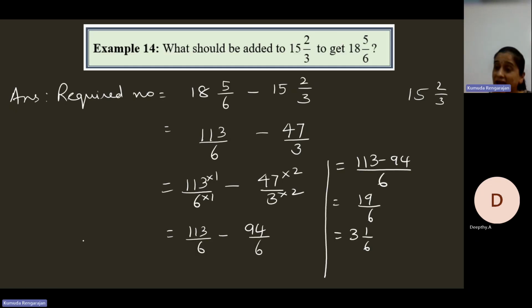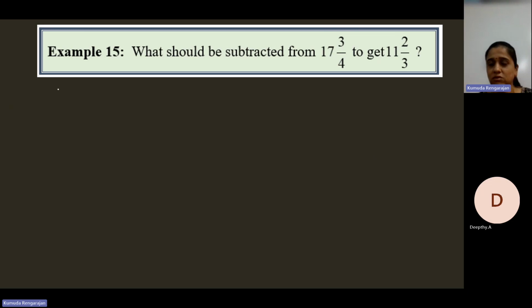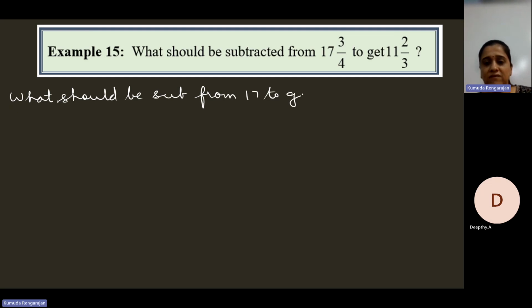See, here the question is what should be added? Here, what should be subtracted? We'll take a different question of the same situation, meaning different numbers. What should be subtracted from 17 to get 11? What's the answer? I've written the same thing. The situation is the same, I've just used different numbers. What is the answer? 6. Using 17 and 11.